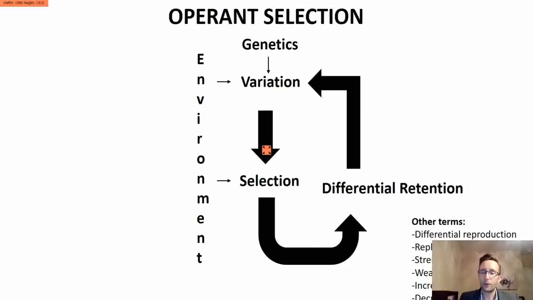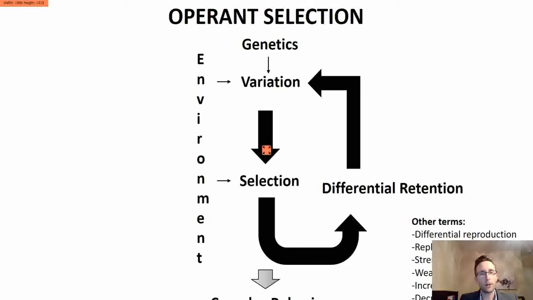Other terms for differential retention are differential reproduction, replication, a strengthening of the behavior. If it's punishment, we say a weakening of the behavior. We can say increased future probability the behavior will repeat or vary, or decrease the future probability that the behavior will repeat or vary. And this is based on Donahoe 1999, Skinner 1981. These repeated cycles of variation, selection, and differential retention result in complex behavior.